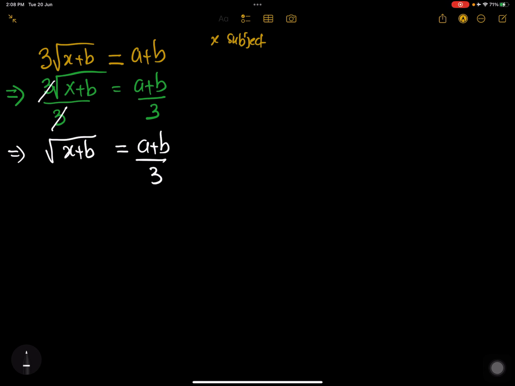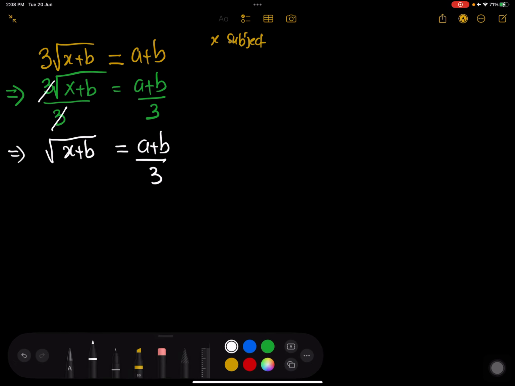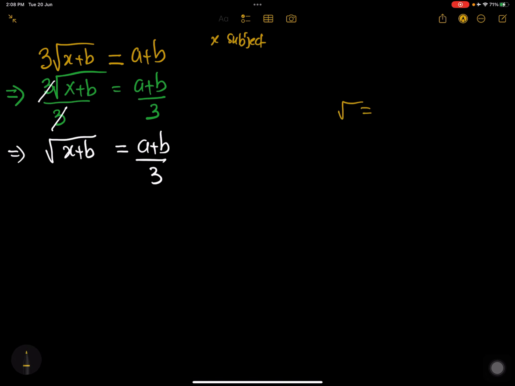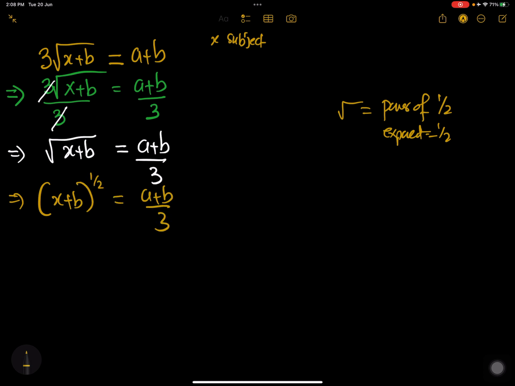Okay, now we are not done yet, because we need to look for X, and the X is in kind of like a tank. Something is covering the X. So we need to remove that tank. That tank there is the square root sign. So what do we do to the square root sign to eliminate that? Remember, we said when we have the square root, it means to the power of half, or the exponent is half. So we can rewrite this as X plus B to the power of half is equal to A plus B divided by 3. So knowing this, we can square both sides.